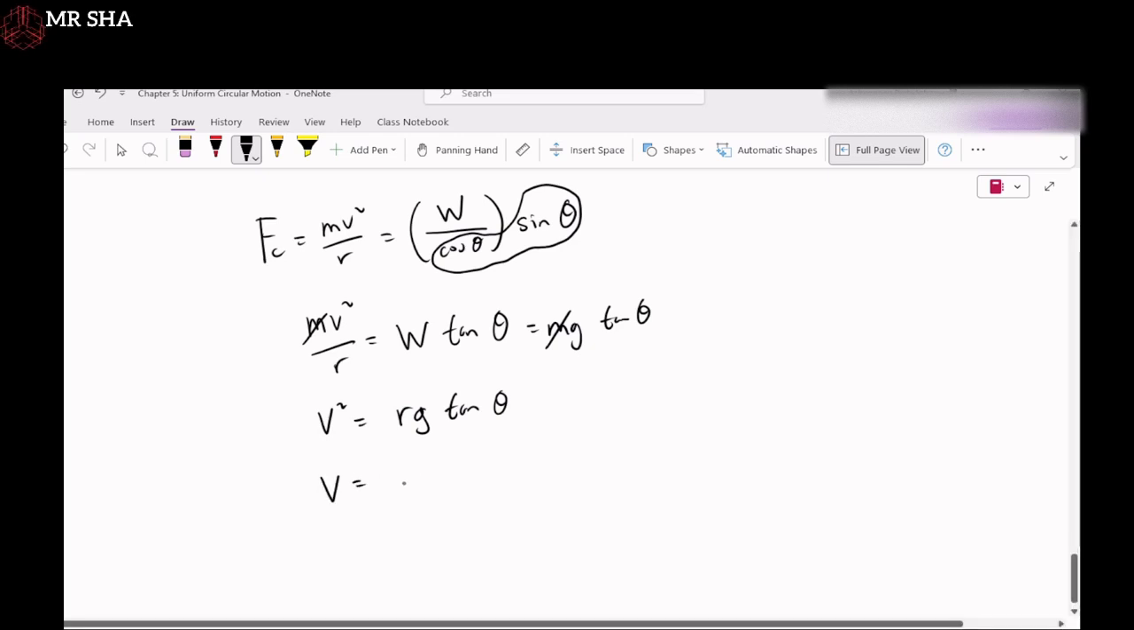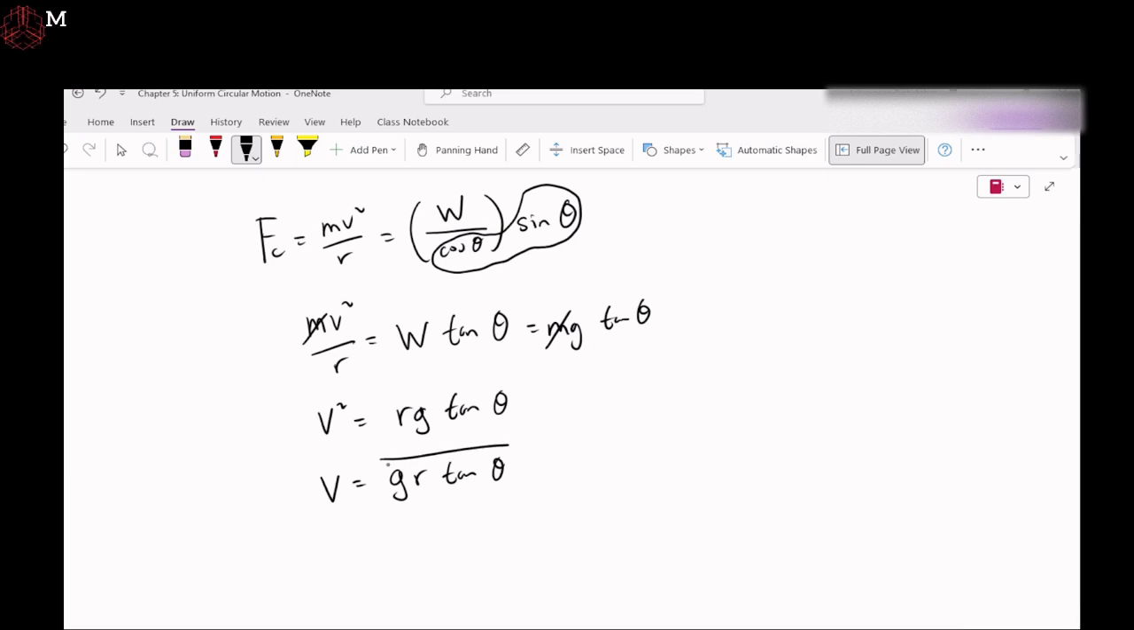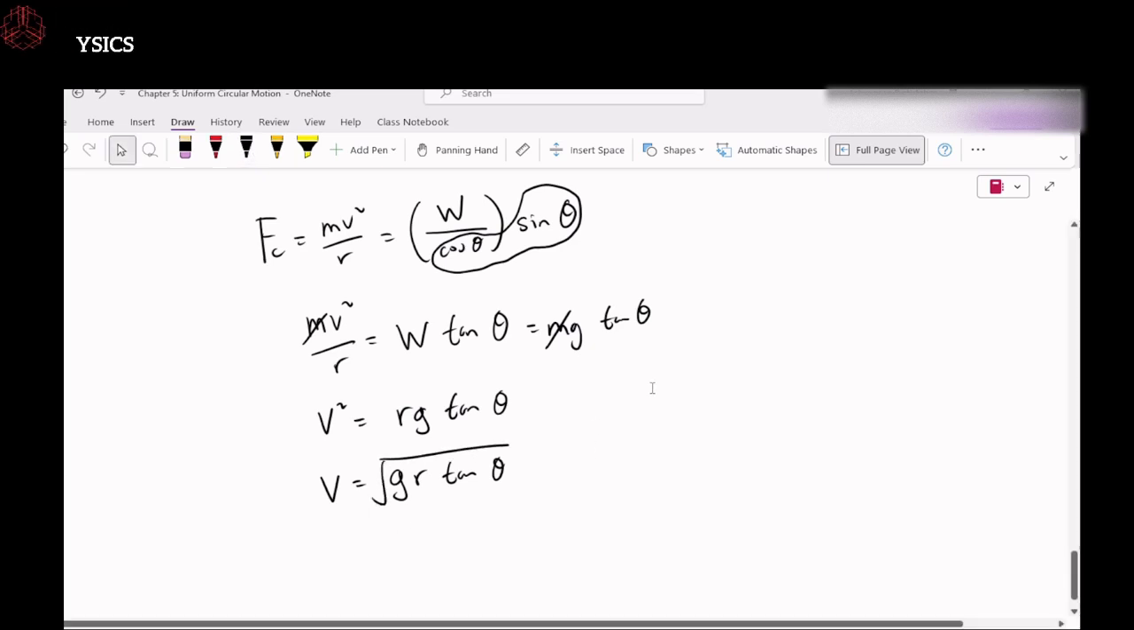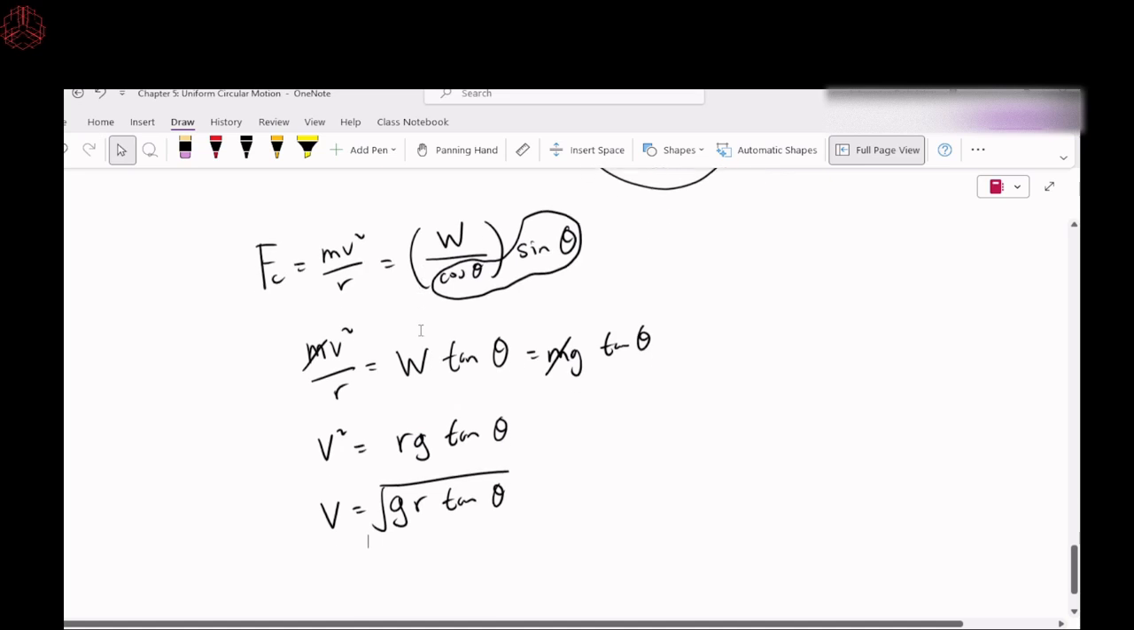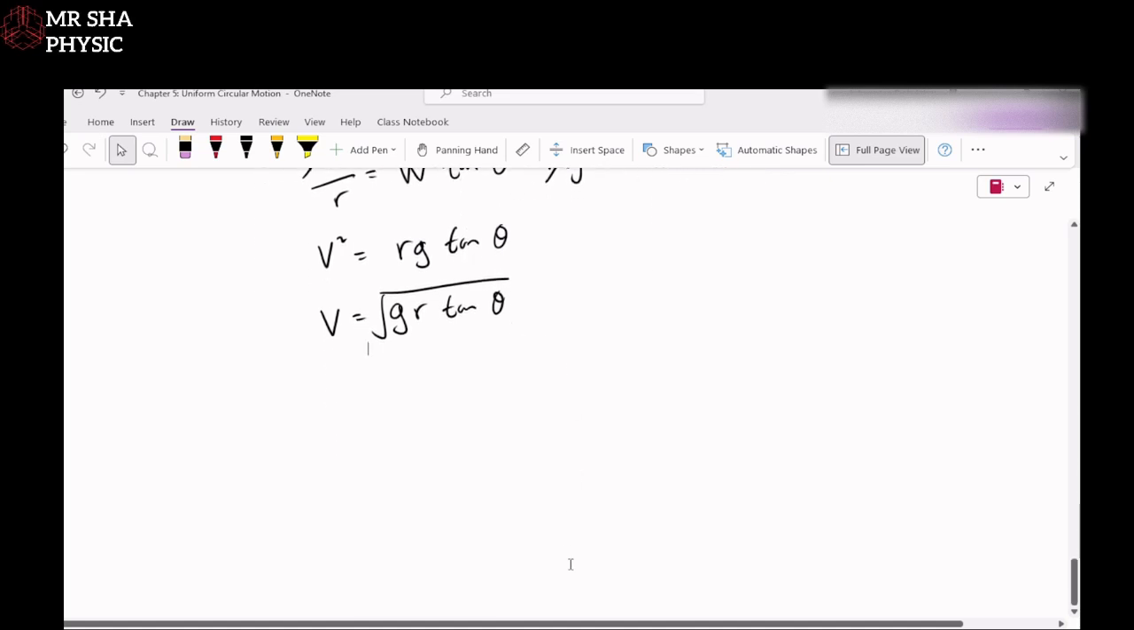I can figure out the velocity. So v equals the square root of g r tan theta. So that's the velocity. That is the case for the conical pendulum. It is where the motion is not fully horizontal and not fully vertical.